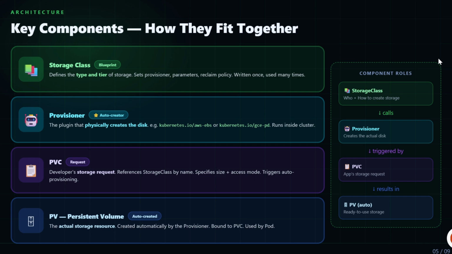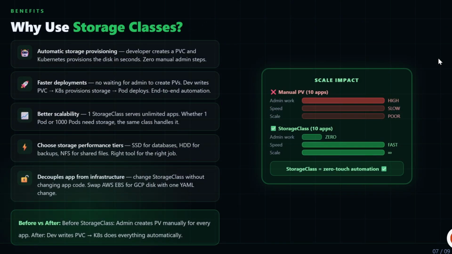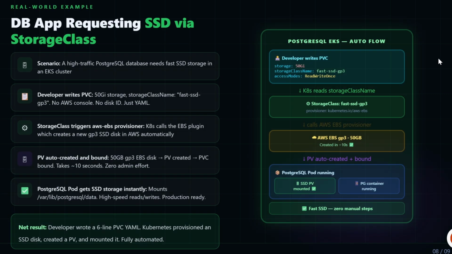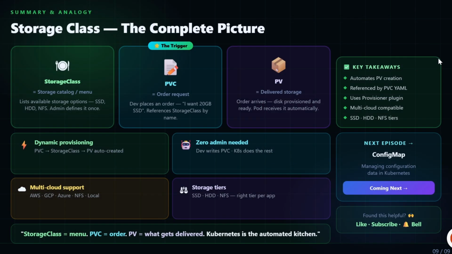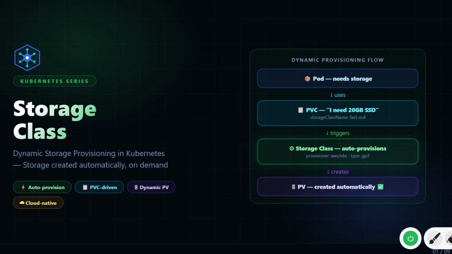We'll be seeing how they fit together, and a quick look at common storage classes in both the cloud and on-prem. We'll also see why to use storage classes, and a real world example, let's say a DB application requesting an SSD, that means the SSD storage class, how the request flows and why they need an SSD storage class, and a quick recap of the discussion. So without further ado, let's get into the video and have the discussion.